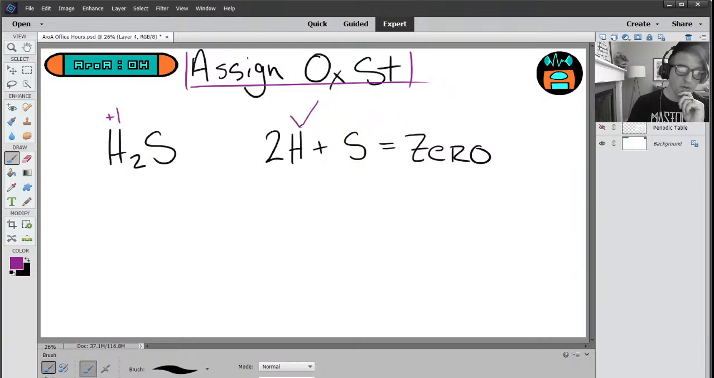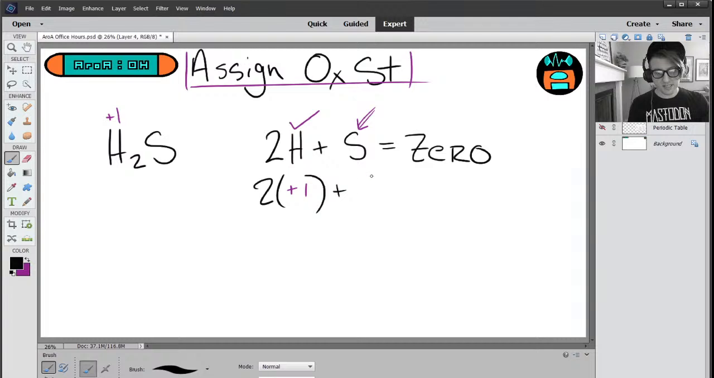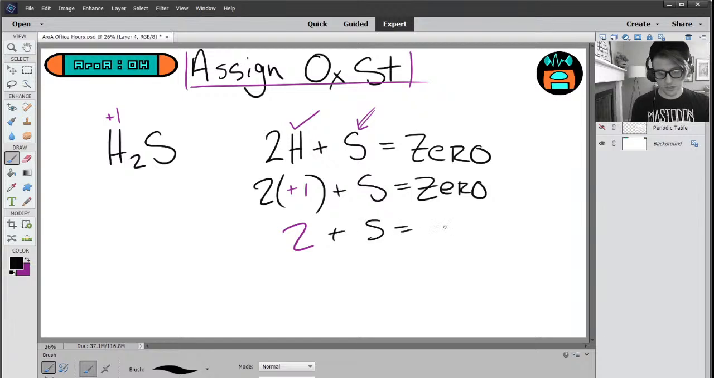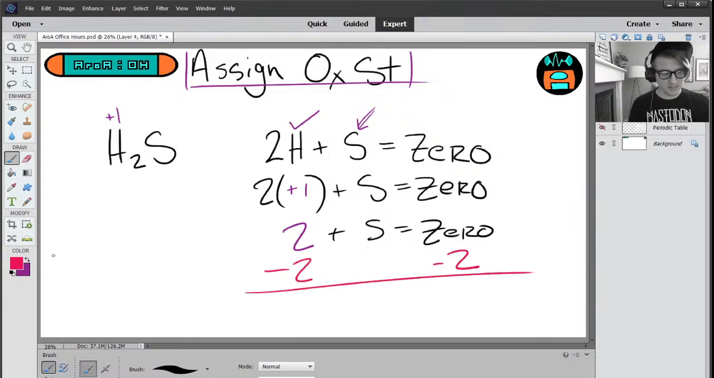And now that we know the oxidation state of hydrogen, we can plug it in here and solve for the oxidation state of sulfur, because we know 2 times +1 plus the oxidation state of sulfur adds to 0. So 2 plus sulfur equals 0, which must mean, as we solve for sulfur, subtract 2 from both sides, that the oxidation state of sulfur is -2. So for this compound, hydrogen is +1, sulfur is -2. All right, let's do another example.